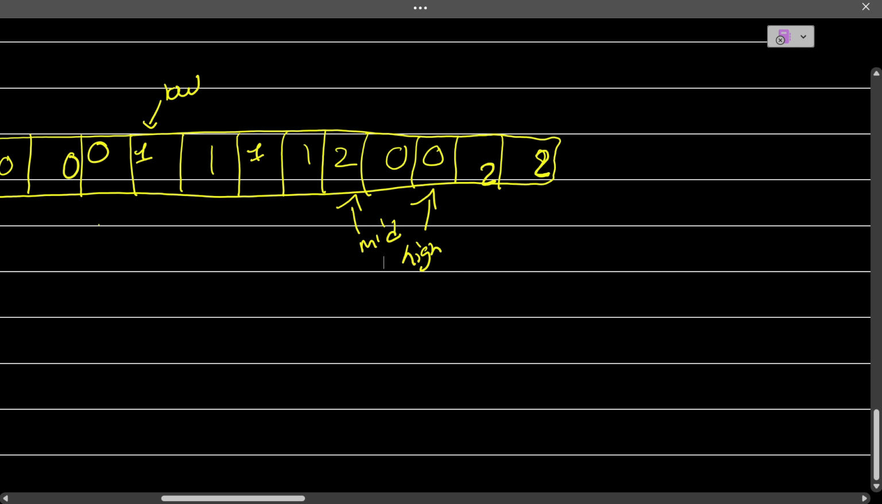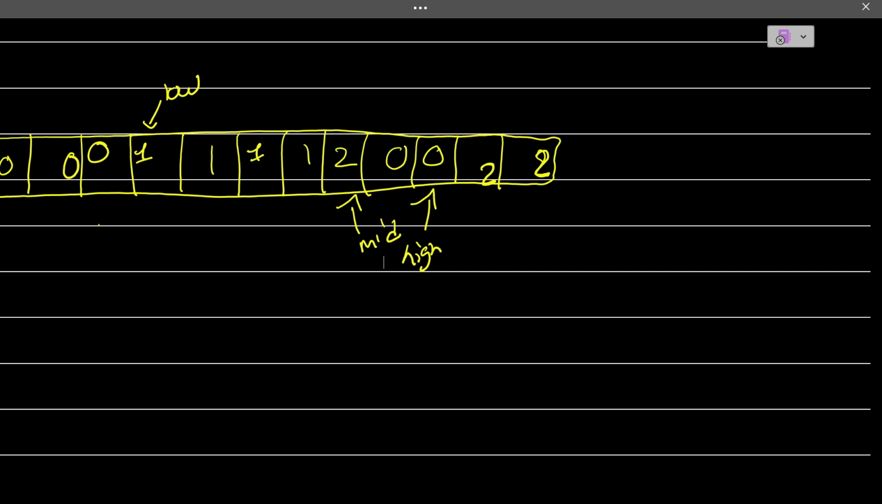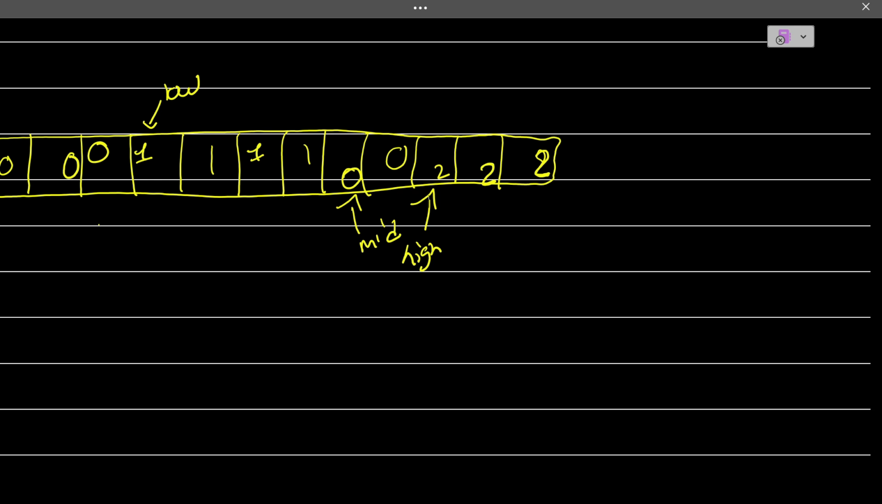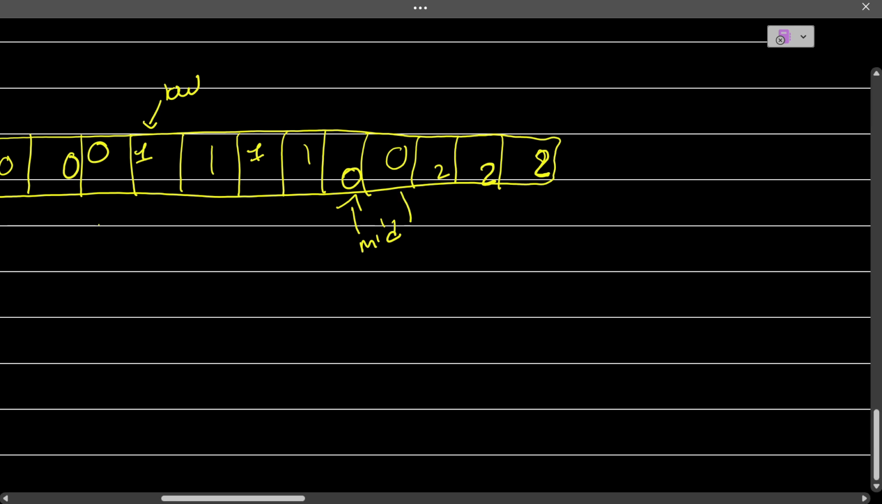What do I need to do? I need to swap both mid and high. Then it'll be 0, then the mid will become 2. Okay, done. Oh no, my mid has become 0 now, and I need to move the high here. Oh no, my mid has become 0.